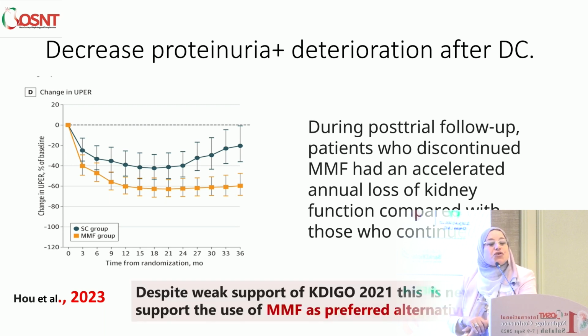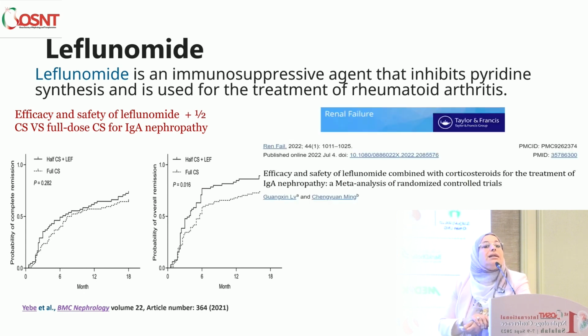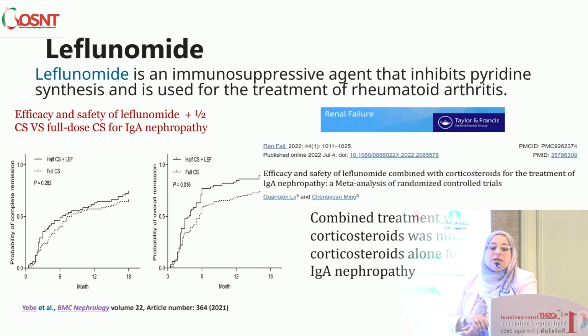I think this changed the minds of the authors, and KDIGO, I think, does not support the use of MMF in IgA nephropathy, but after this study, I think it has become a preferred alternative for IgA. Leflunomide can be used, and they found that leflunomide with half-dose low-dose steroid causes better remission than steroids alone. Another study, a meta-analysis on leflunomide with corticosteroids, concluded that corticosteroid with leflunomide is more effective than corticosteroid alone. And this may be another option for us.